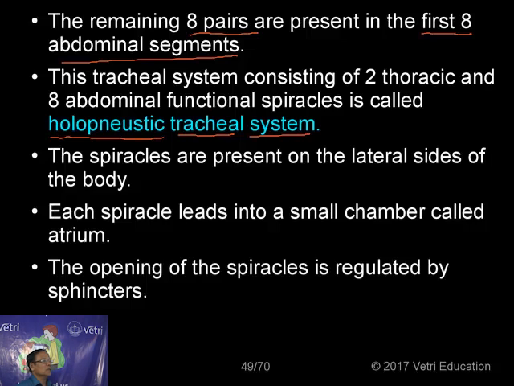Now they are present on the lateral sides of the body. Each spiracle leads into a small chamber called the atrium, from which arise a number of tracheal tubes which branch and lead to the tissues through the tracheal cell. The opening of the spiracle, either to close or open, is regulated by muscular structures present at the junction of the opening, the sphincter muscles, according to the animal's requirement of oxygen.